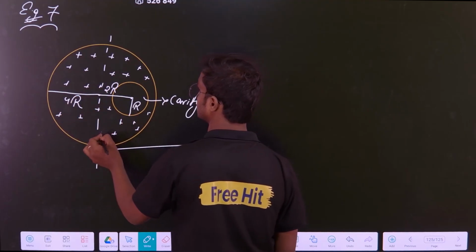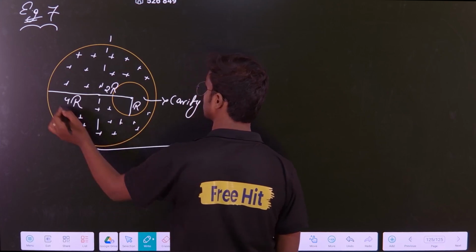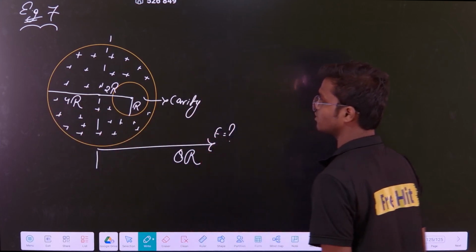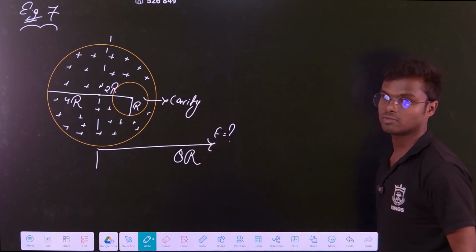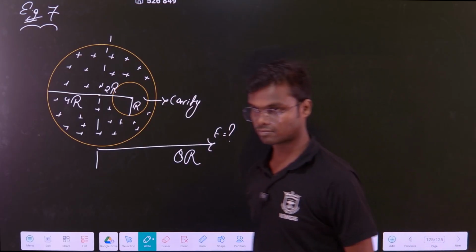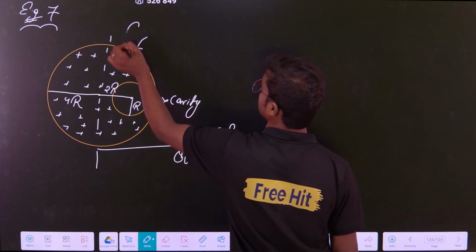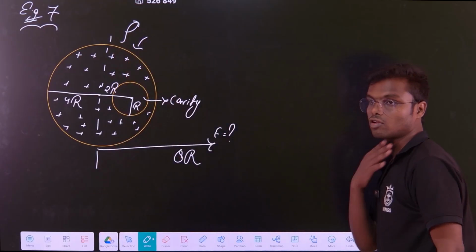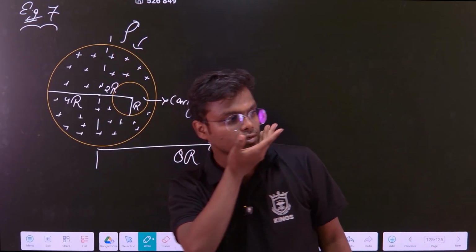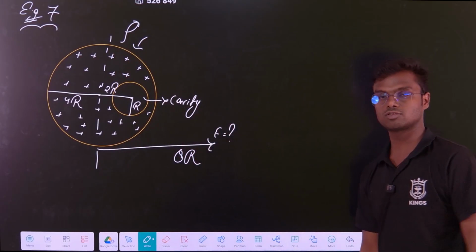It is a cavity, means I put one small hole there. Then you have to calculate the electric field. This type of question you have solved. What do you have to do basically in this type of question? What is the approach to solve this? Suppose the rho is given. Rho is there. Okay. How to solve this?